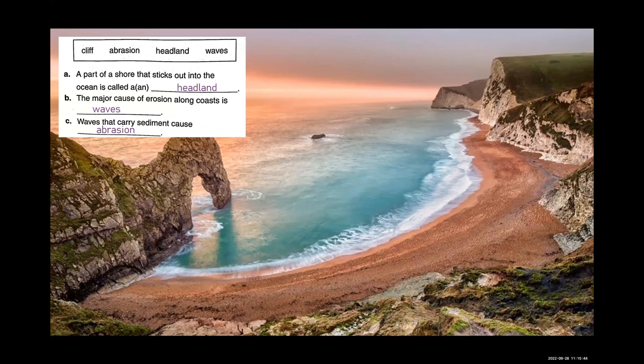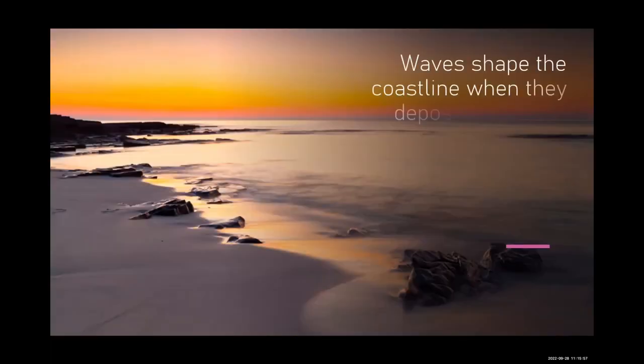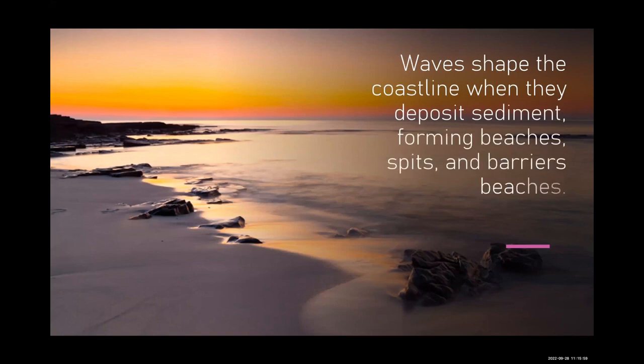So part of a shore that sticks out into the ocean is called a headland. And the major cause of erosion along coastlines is waves, and waves that carry sediment cause abrasion. So how do waves shape the coastline when they deposit sediment? Well, they form beaches, spits, and barrier beaches.